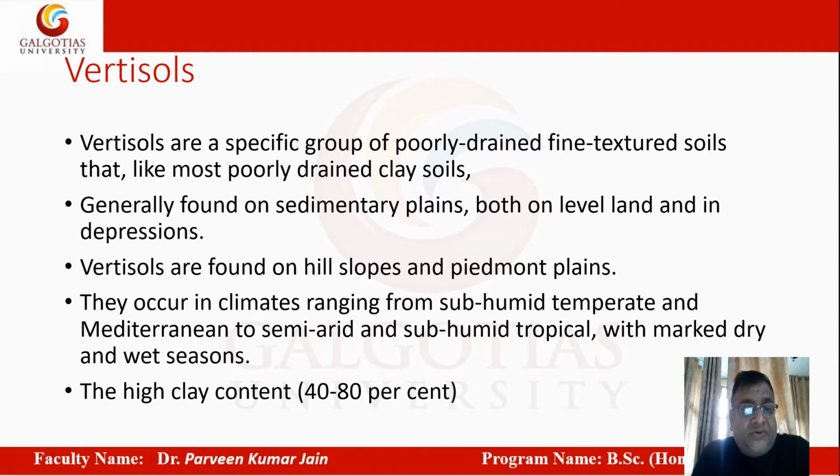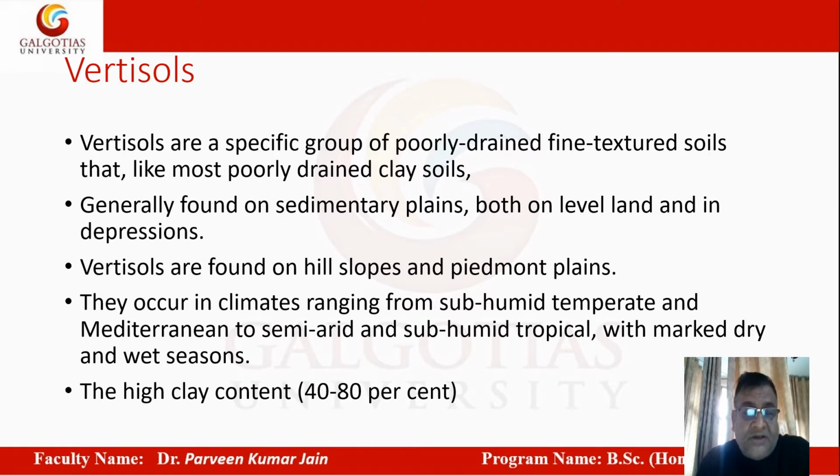The vertisols are a specific group of poorly drained fine textured soils, mostly poorly drained clay soils generally found in sedimentary plains, both on level lands and in depressions. Vertisols are found on hill slopes and Piedmont plains. They occur in climates ranging from subhumid, temperate, Mediterranean to semi-arid regions, and the clay content is very high. So this is very important: the soils which come under the vertisols normally have high clay content.